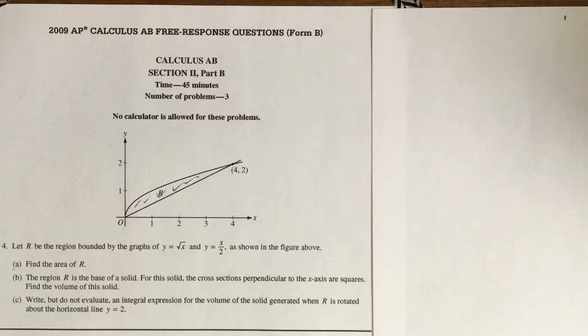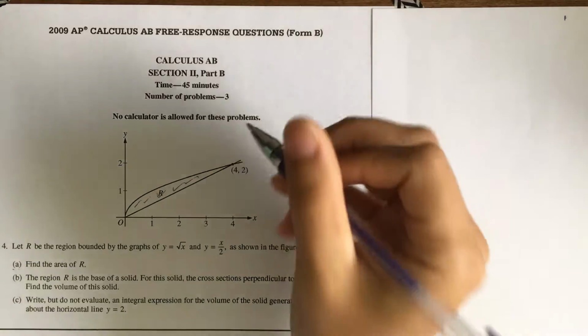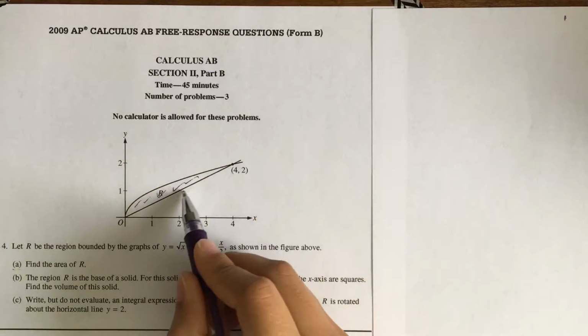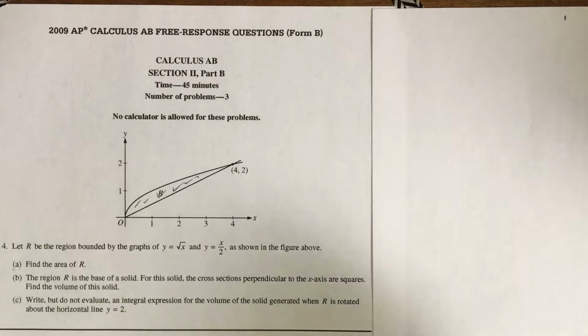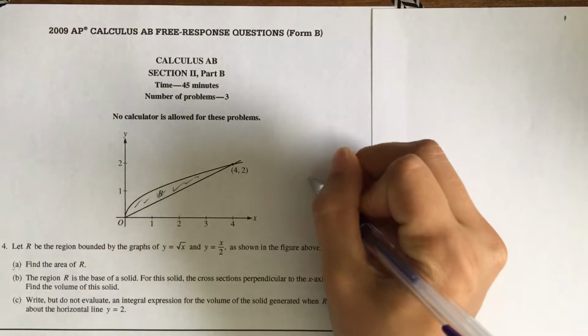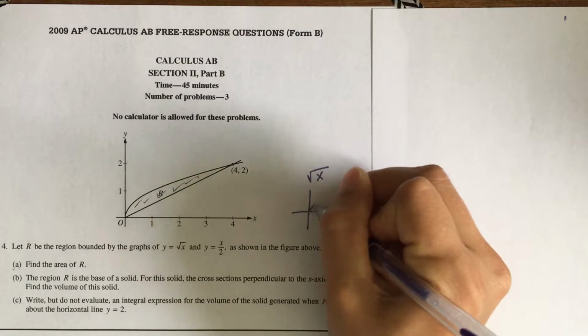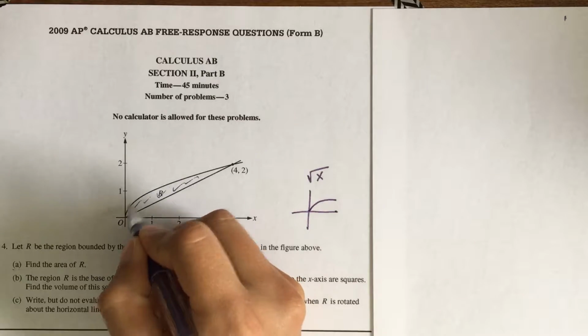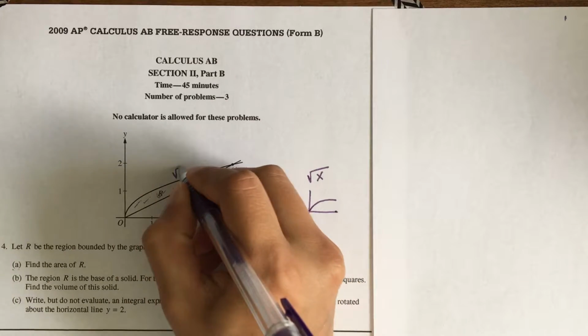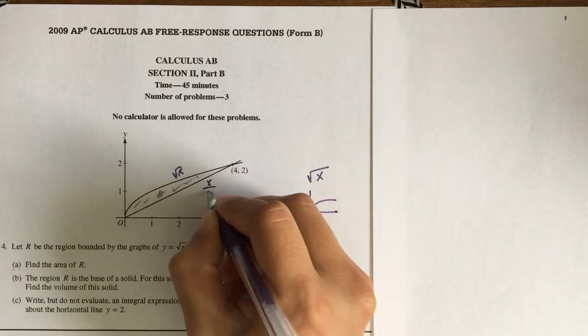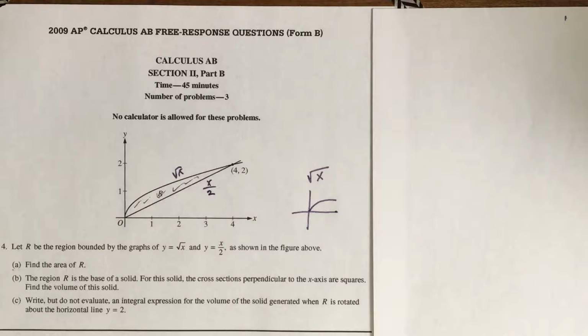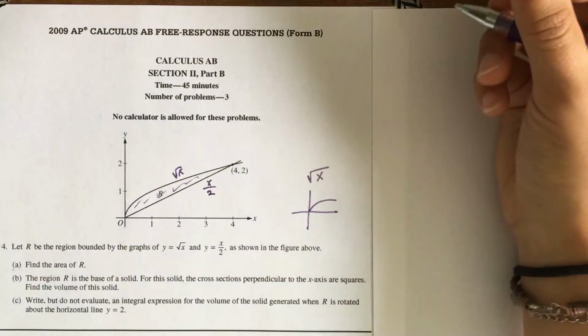In order to find the area between two curves, first we have to determine what the top function is and what the bottom function is. So if you look at the graph, if you remember the graph of root x, we know that graph looks like this. So now we know that the top function is going to be root x and the bottom function will be x over 2. So to find the area between two curves, you have to do the integral.